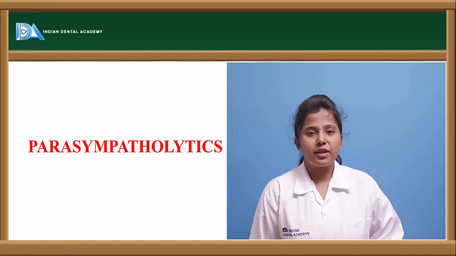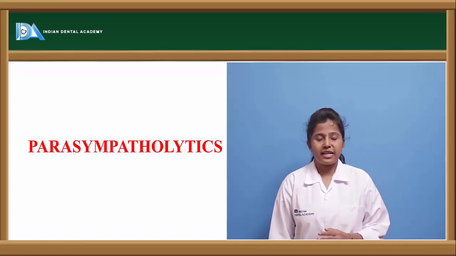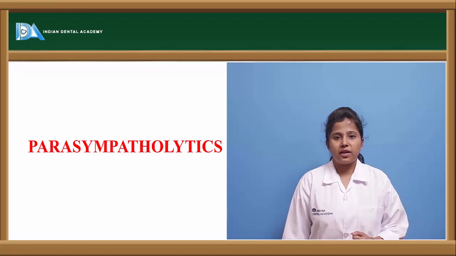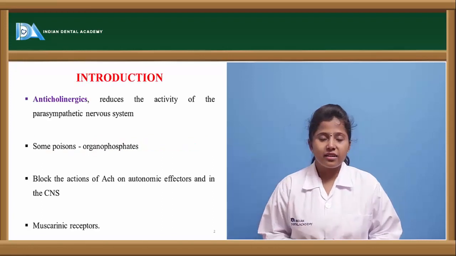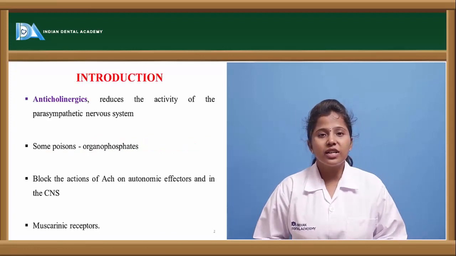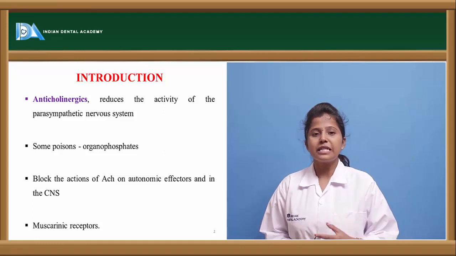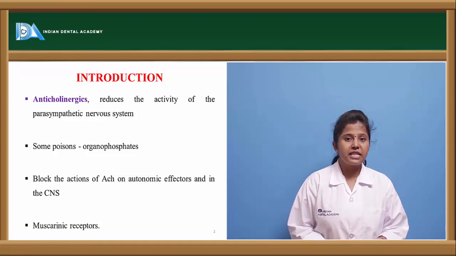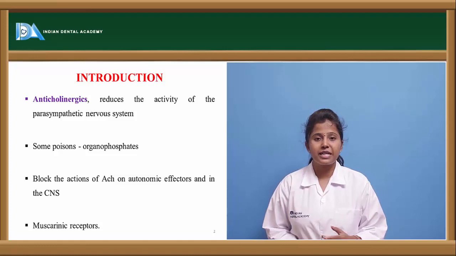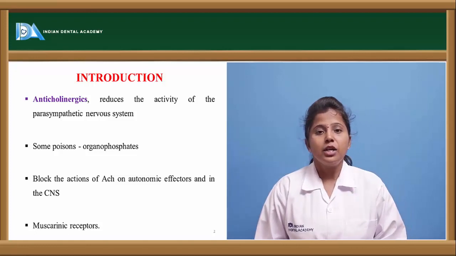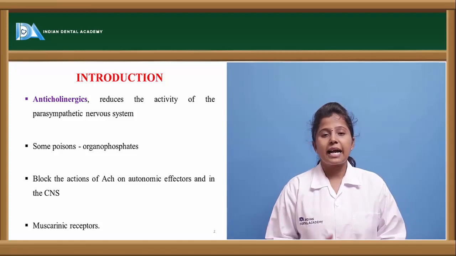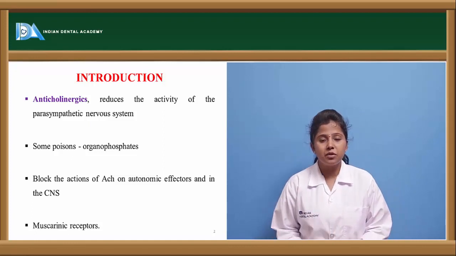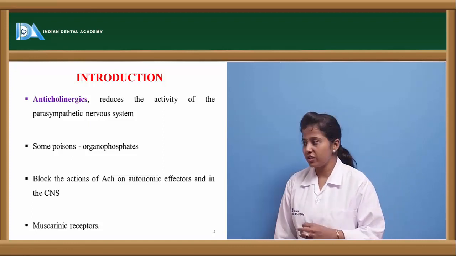The other topic which we are going to discuss is parasympatholytics. So what are these parasympatholytics? These are the drugs which antagonize the action of acetylcholine. Acetylcholine is one of the neurotransmitters in the cholinergic system, or else we can say the parasympathetic nervous system. The drugs which antagonize the action of parasympathetic stimulation are called anticholinergic drugs.